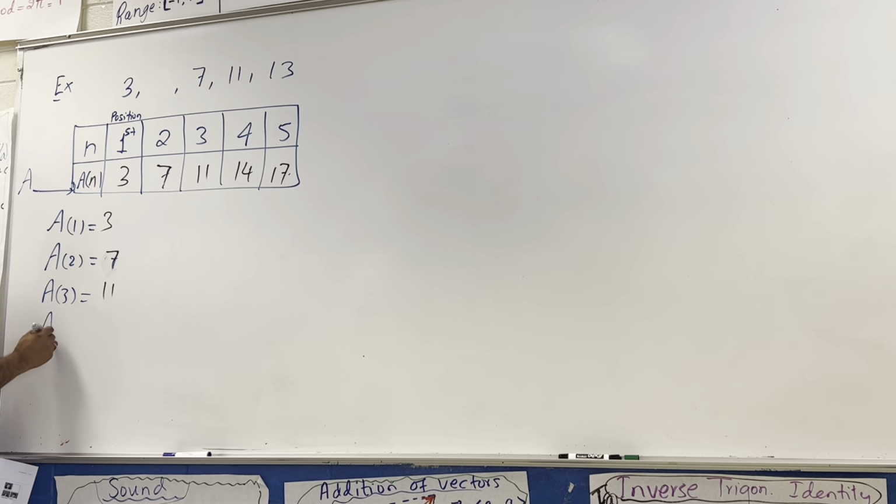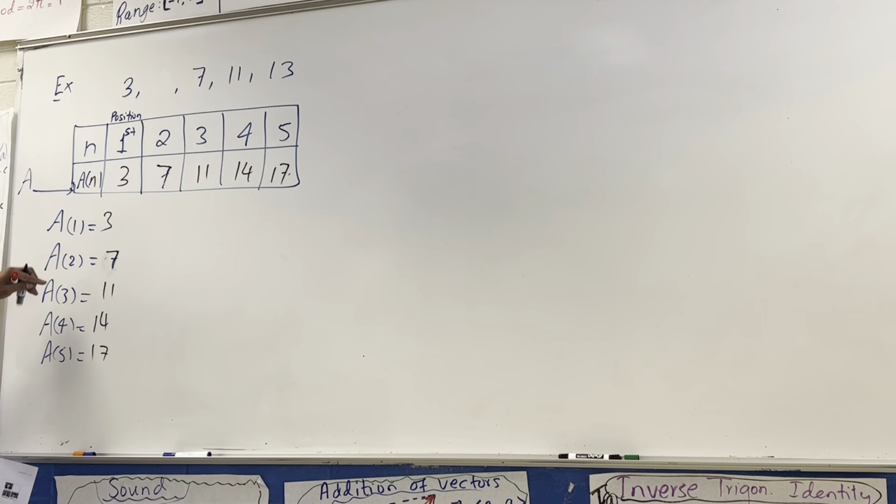I'm reading this again and again: what does this A mean? The number at the fourth position is 15, and the number in the fifth position is 19.